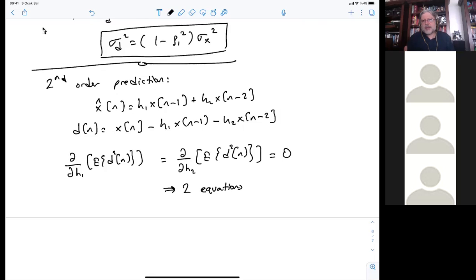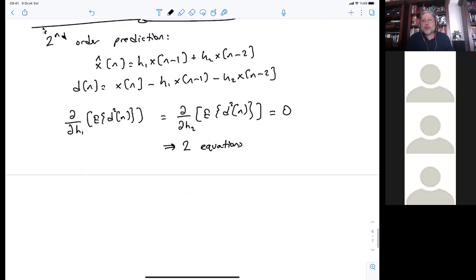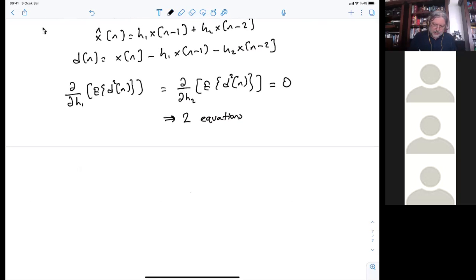The first one was a single equation giving a single result. It was easy. Now there are two equations with two unknowns, h1 and h2, and we solve for them. And I'm just going to give you the result, and I will not continue with the derivation, because I will continue with the generalized formulation, which is actually easier to express.